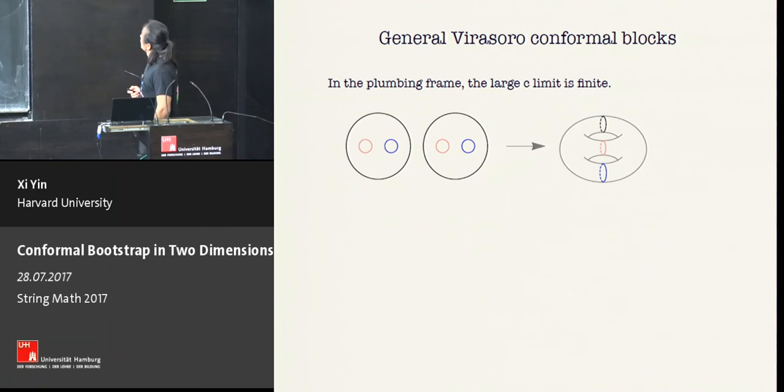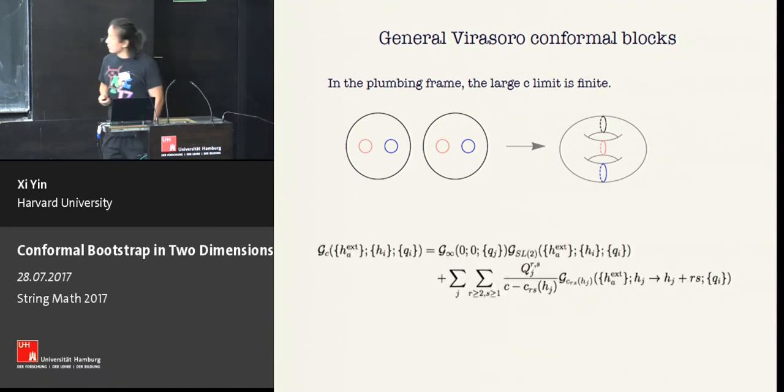First, let me say a few words about the recursion relation that allows for efficient computation of general higher genus conformal blocks. So it turns out that in the plumbing frame, there's a particular conformal frame in which the conformal block is such that its large C limit is finite. This unambiguously fixes the conformal anomaly, because the conformal anomaly takes the form of exponential of C times some function.